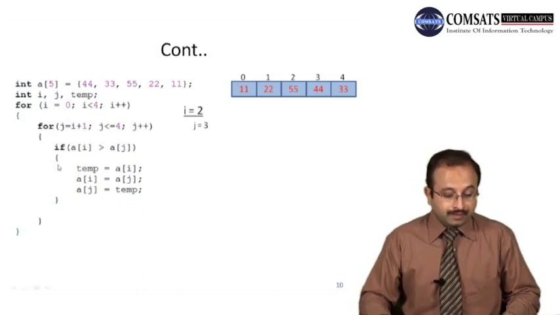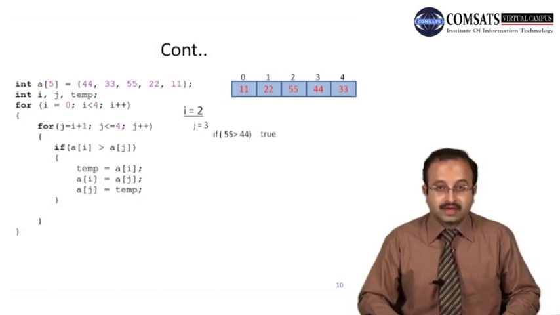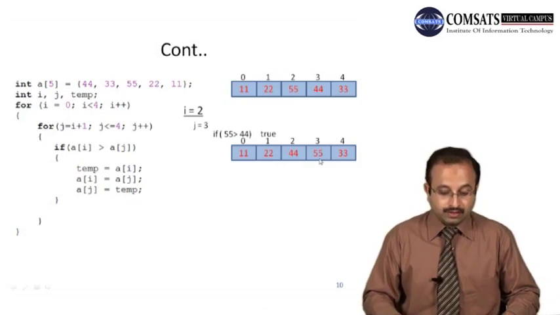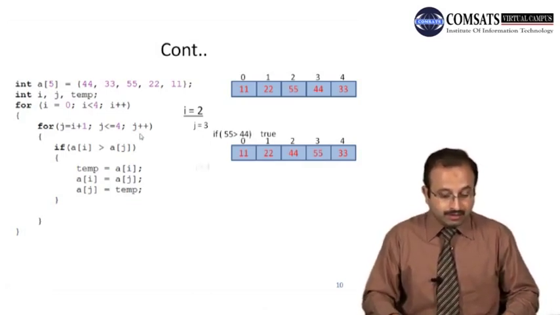In the if, A of 2 is greater than A of 3. So A of 2, 55, is greater than 44, the condition is true. So it swaps the element at second index and third index, and the array will look like this. So 44 comes over here and 55 over here. Then the value of j will be incremented, and it becomes 4.